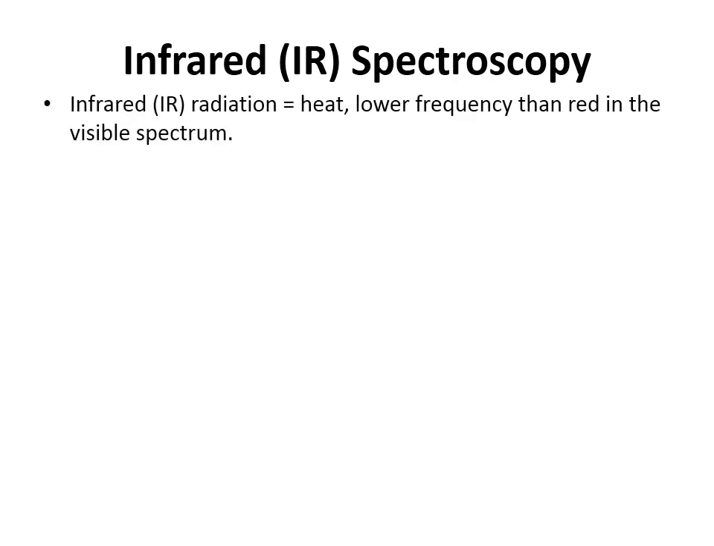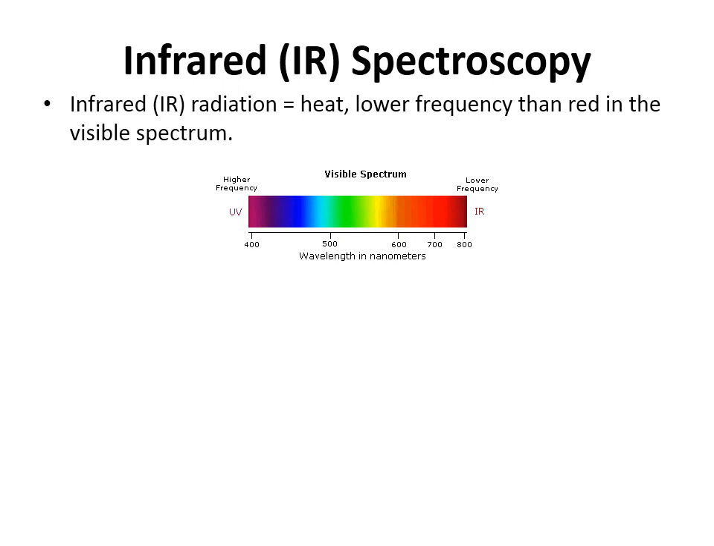Infrared or IR radiation equals heat, which is lower in frequency than red in the visible spectrum. We can't see heat. We can only see the red part of the visible spectrum, and below that we have infrared. Pit vipers, a kind of snake, can actually see heat, which is how they're able to find their prey in the dark. If you look at that spectrum below, you can see that IR is on the right, which is just below the red.